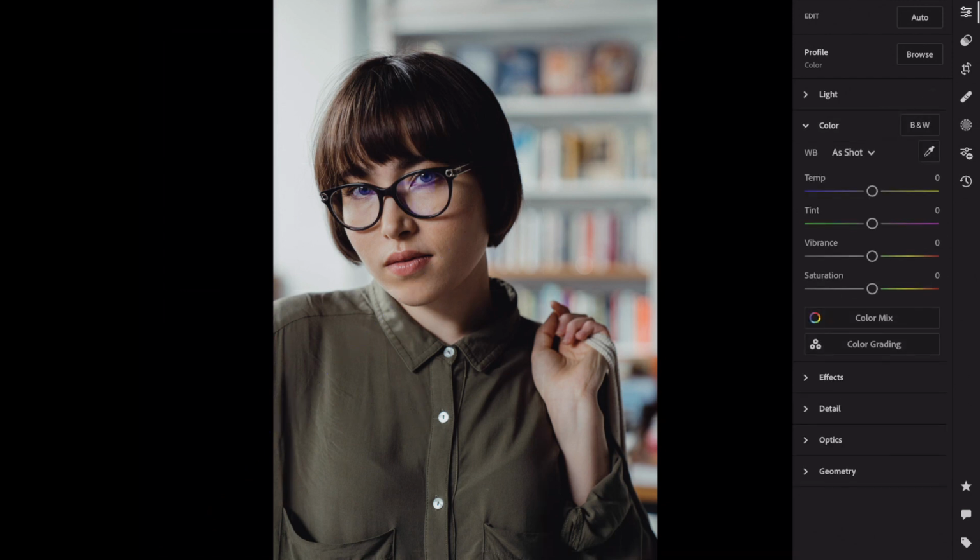Open the color section. Temp, minus 15. Tint, minus 15. Vibrance, plus 55. Saturation, plus 20.